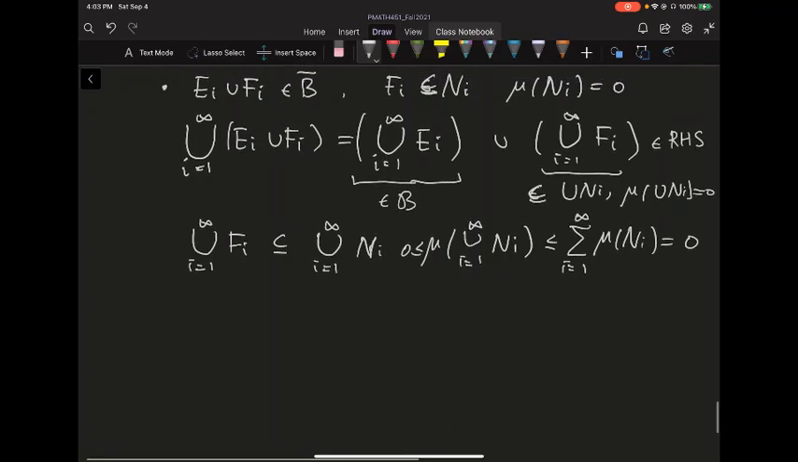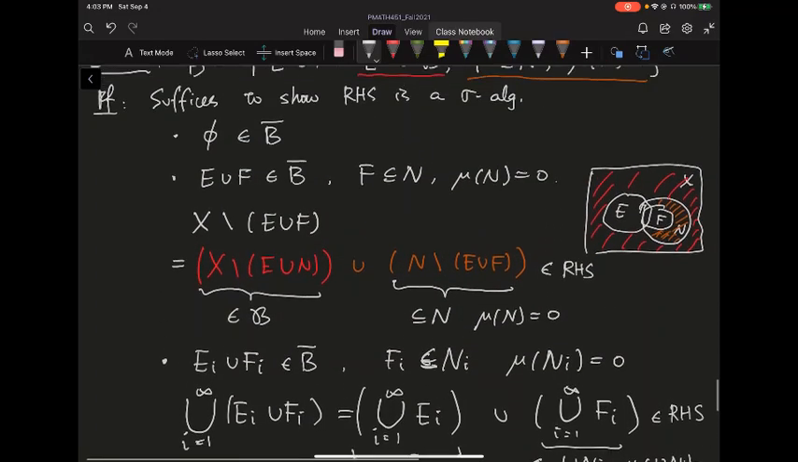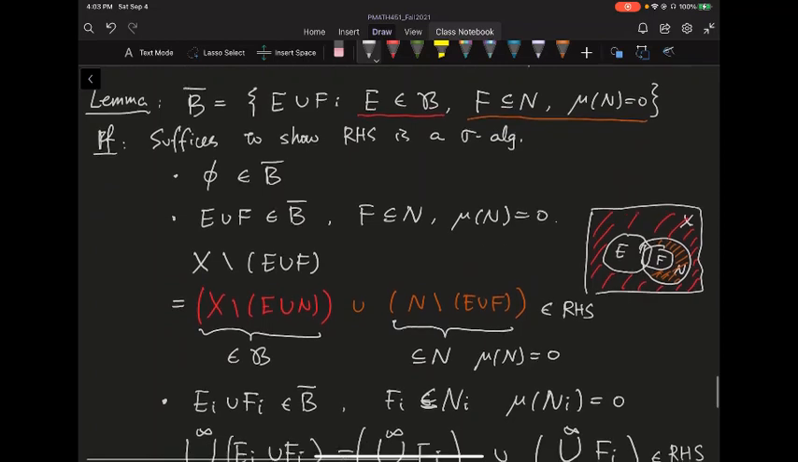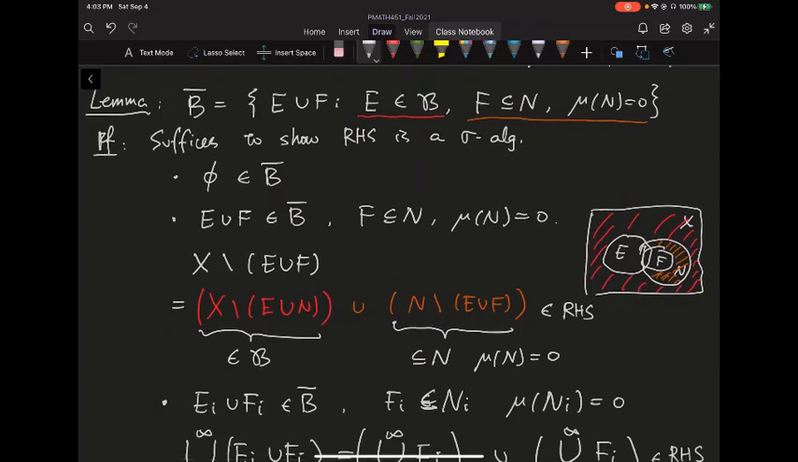So now we have a better description of the sigma algebra. It basically consists of a union of two parts. One is from B and the other is a subset of a null set.